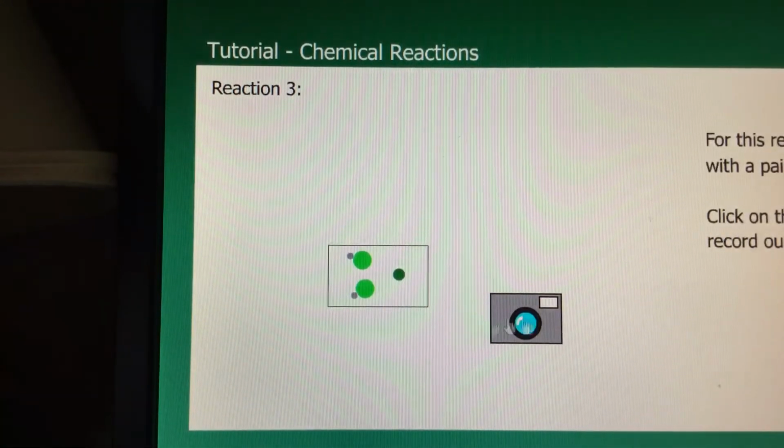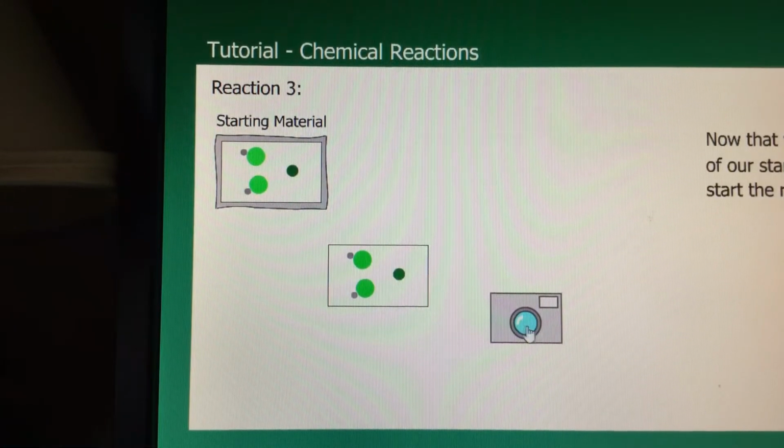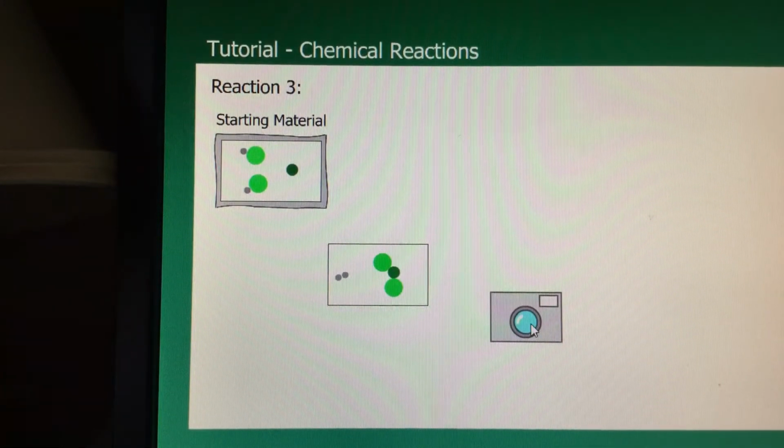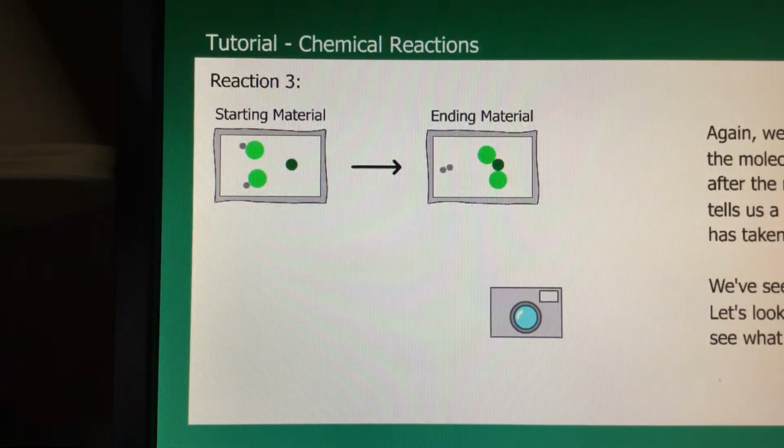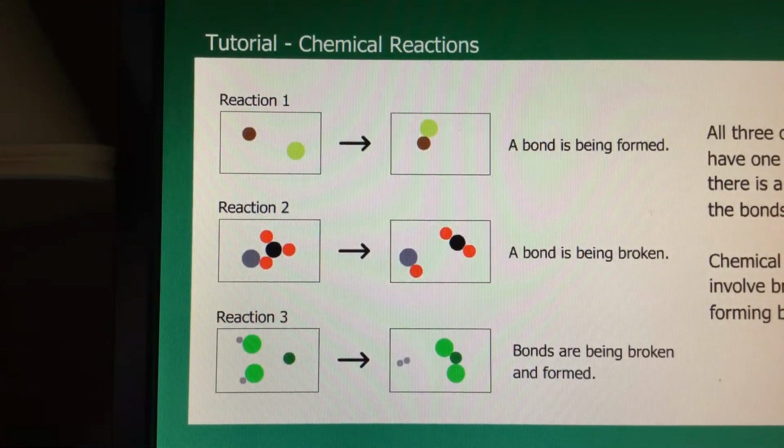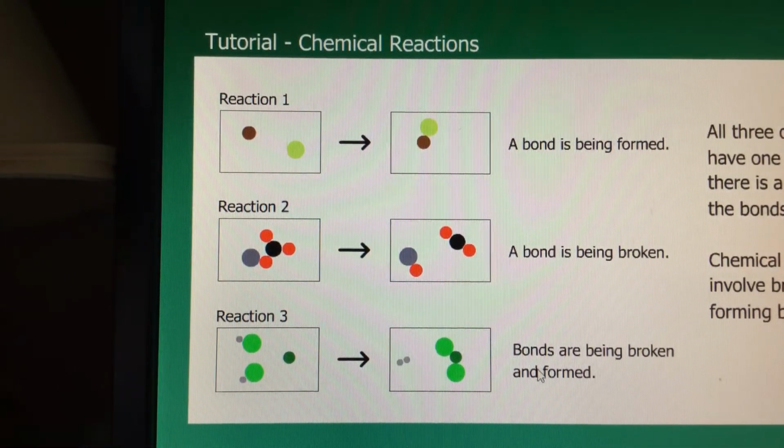All right, moving on, we have 2 different types of reactants. We have this type of reactant here and this reactant here. All right, so let's see what they do. All right, so they rearrange and become 2 different types of product. So now we have a single replacement reaction. All right, and we can review this. A bond is being formed, a bond is being broken, and bonds are being broken and formed.